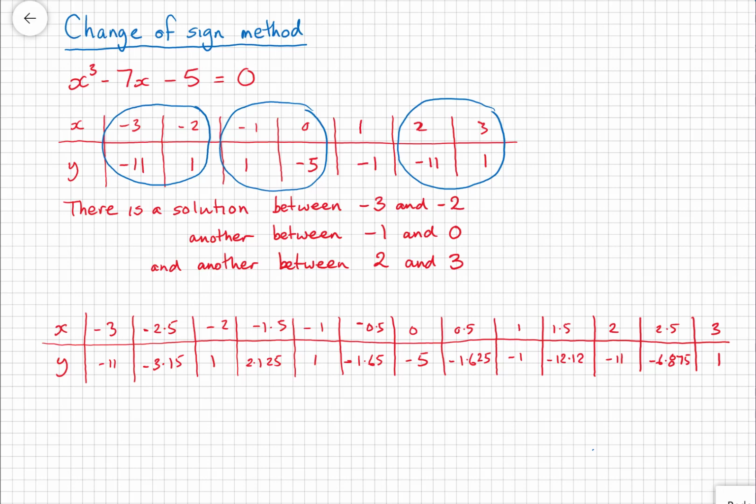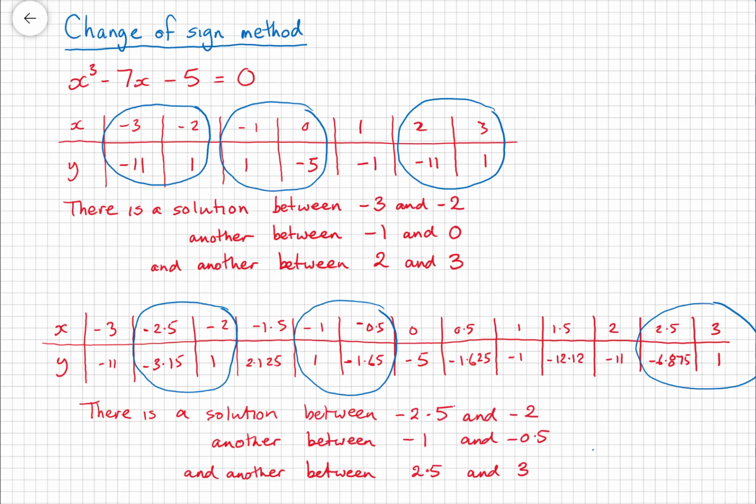With those values, I can see that there is a change of sign, first of all between -2.5 and -2. Another change of sign exists between -1 and -0.5. And the final change of sign takes place between 2.5 and 3. And so now I have reduced intervals for each solution, so I can now refine my statement of the intervals between which the solutions lie.